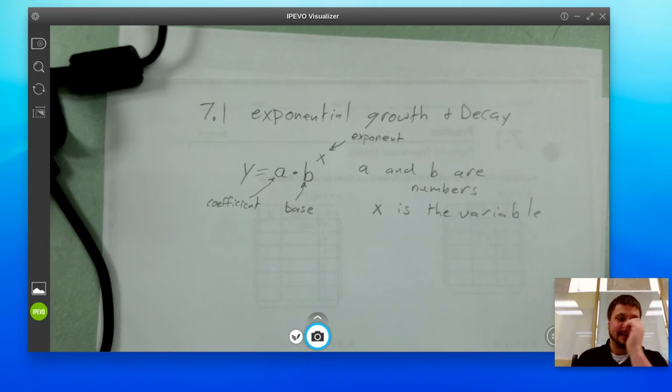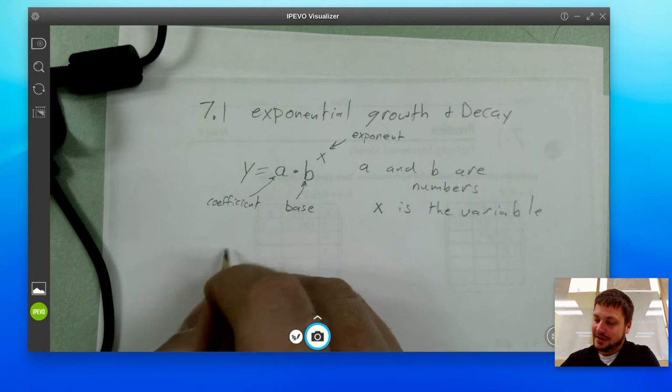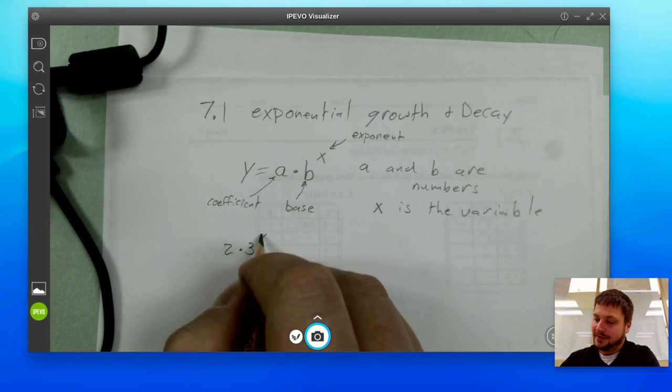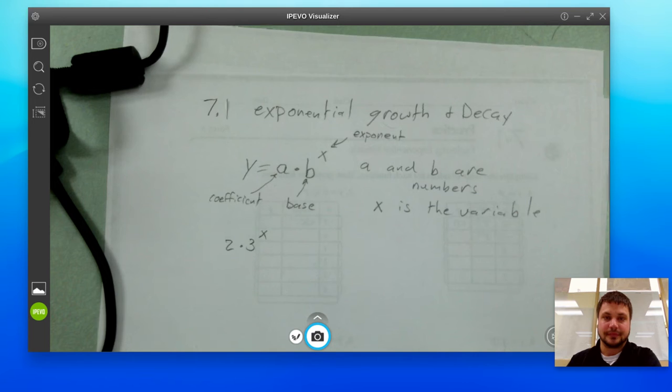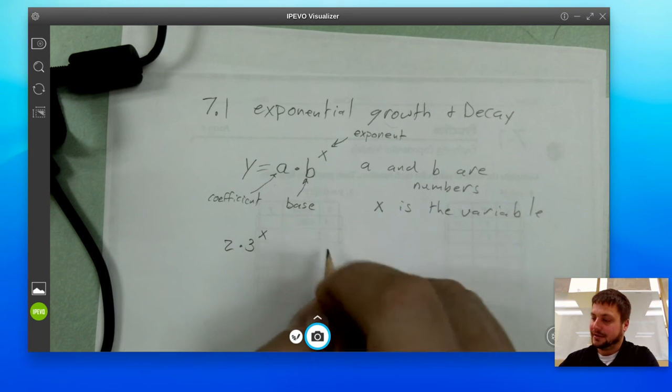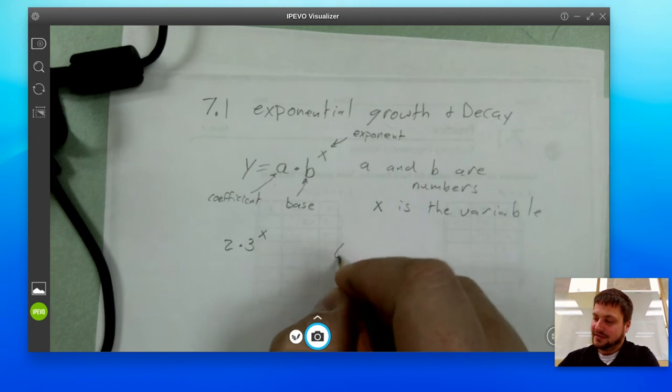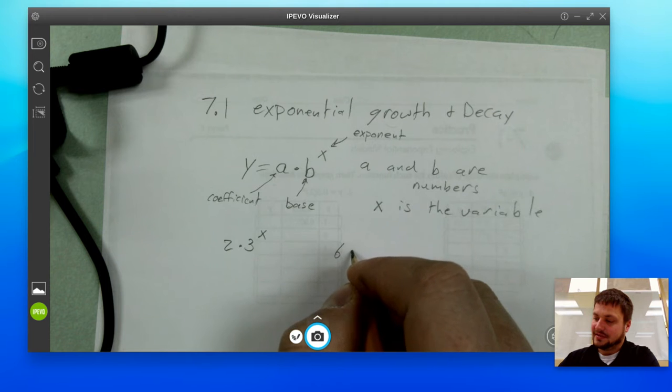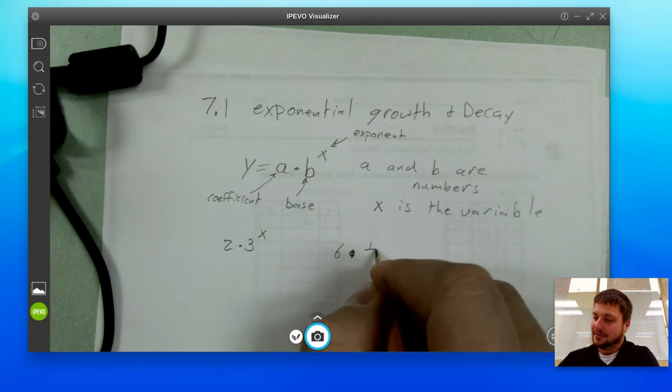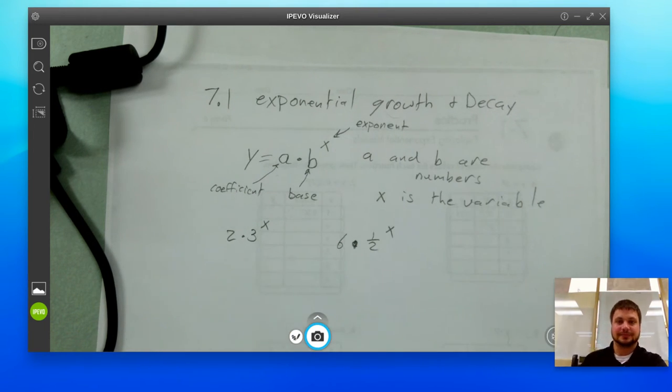Okay, all right, so examples of something like this could be 2 times 3 to the x. Could be, let's see, 6 times 1/2 to the x.